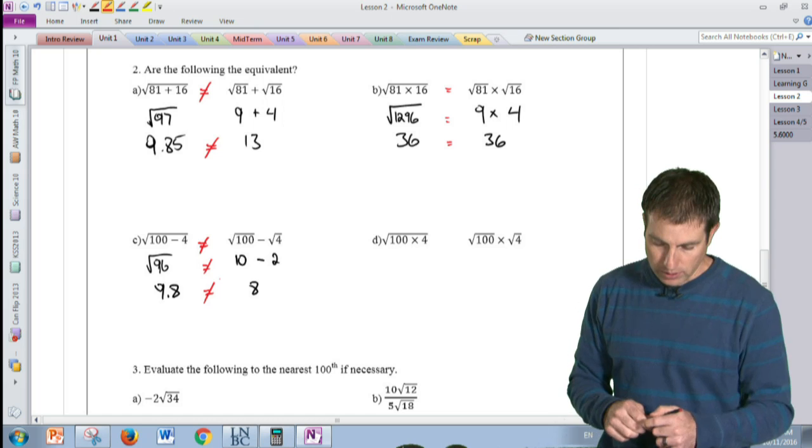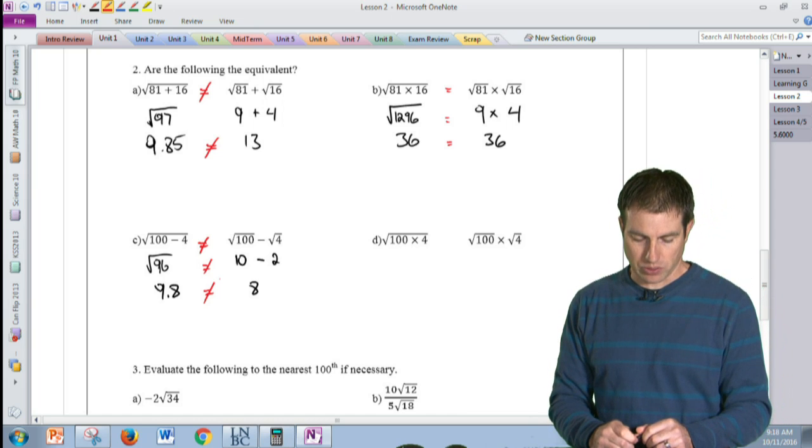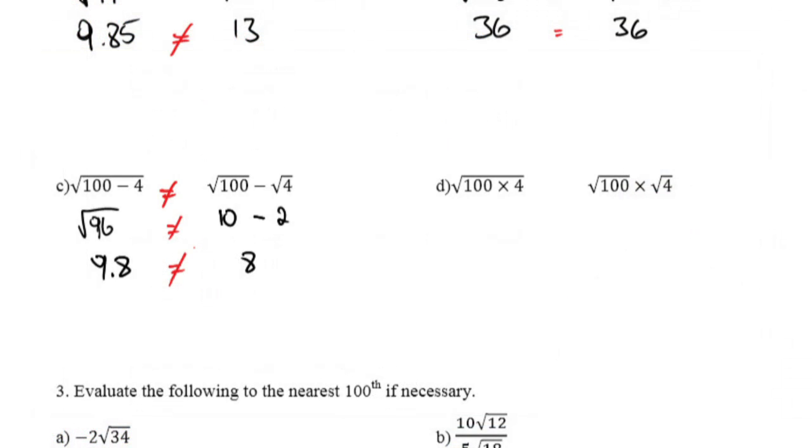Let's do this last one and see if we can generalize it a little bit further. 100 times 4, so if I deal with the bracket first, I'm going to get the square root of 400. And the square root of 400 is going to be 20, because 20 times 20 is 400. Here I have the square root of 100 is 10. The square root of 4 is 2. All right, so these things are equivalent.